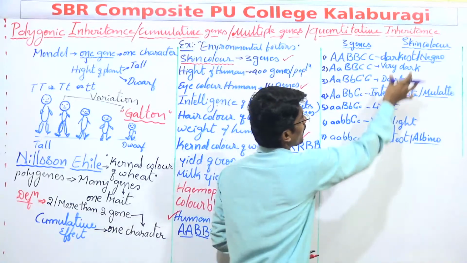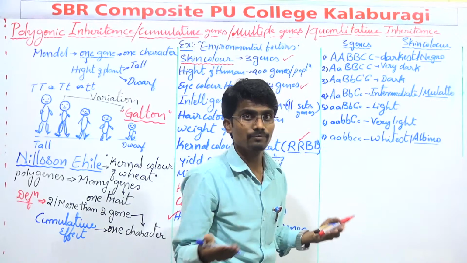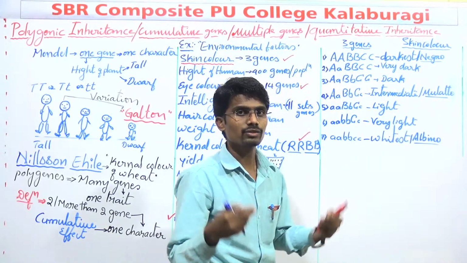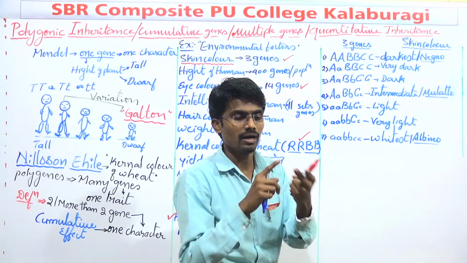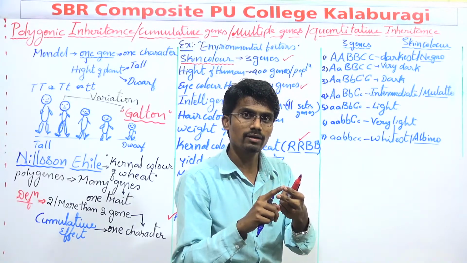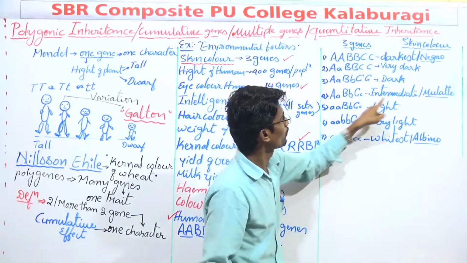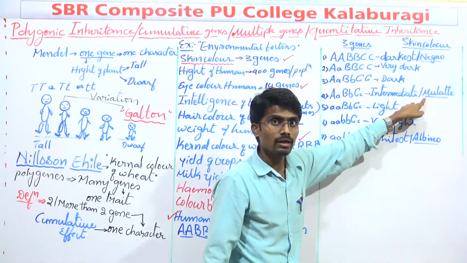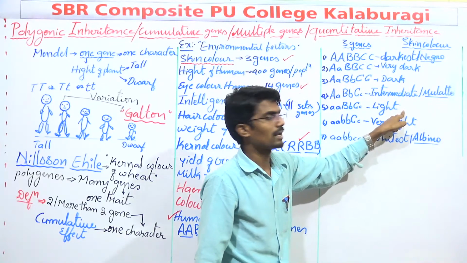And dear students, this variation is known as the cumulative effect, or in other textbooks, the additive effect. Additive effect, cumulative effect, blending. Blending means mixing. You can take mulatto: he has a skin color that is both dark as well as light.